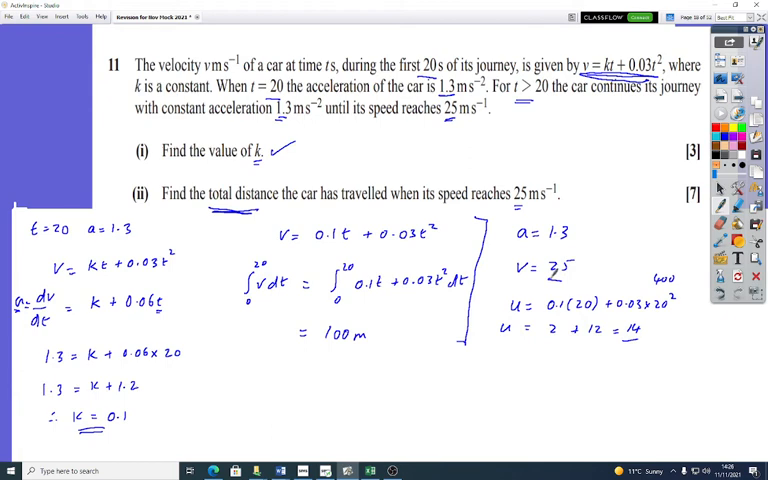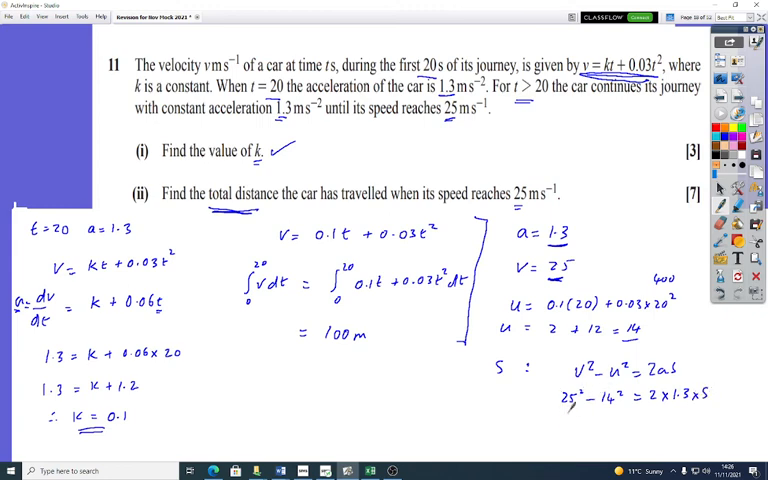That is the final speed, that is a, and I want to find out what the displacement is. So I've been given a, u, v, and I want to find s. What formula can I use? I can use the formula v squared minus u squared equals 2as. So if I rearrange that, first of all, that will give me 25 squared minus 14 squared equals 2 times 1.3 times s.